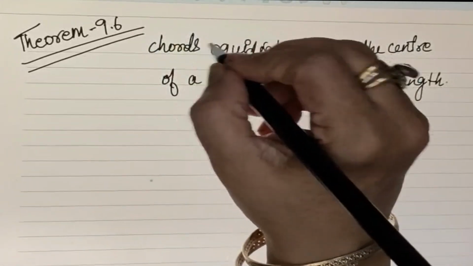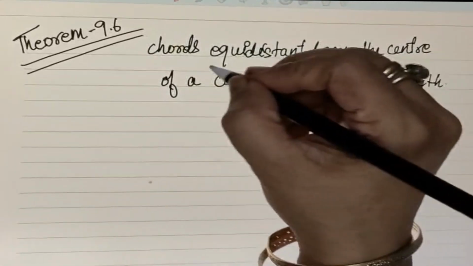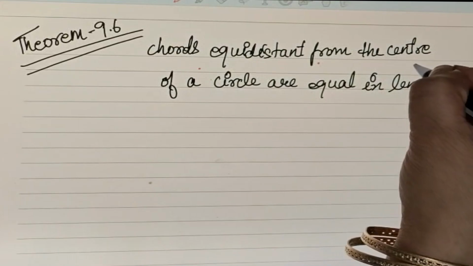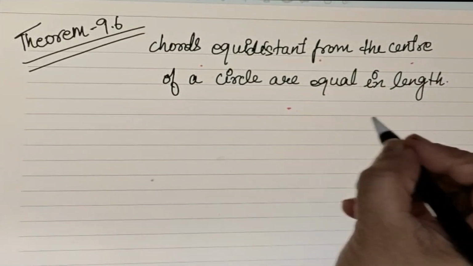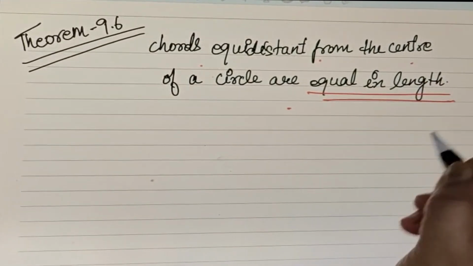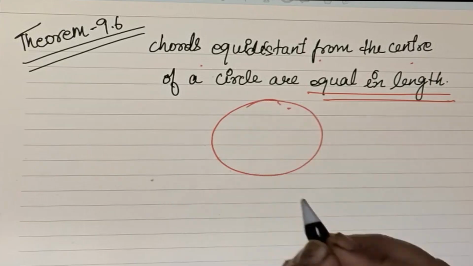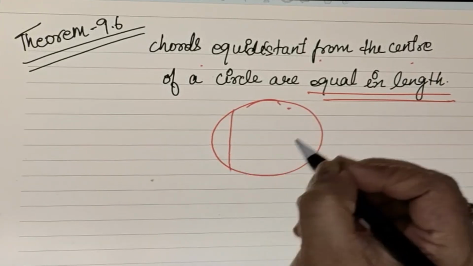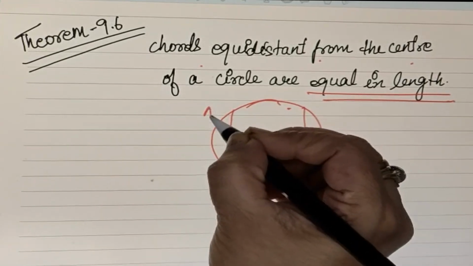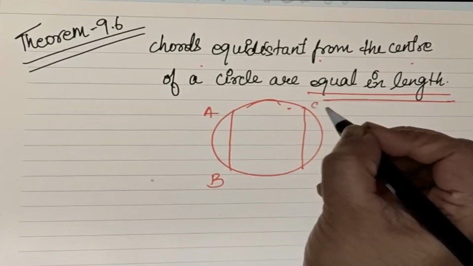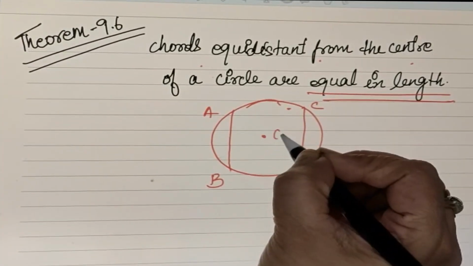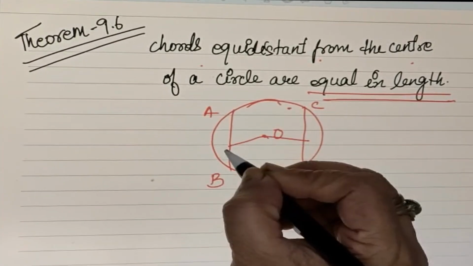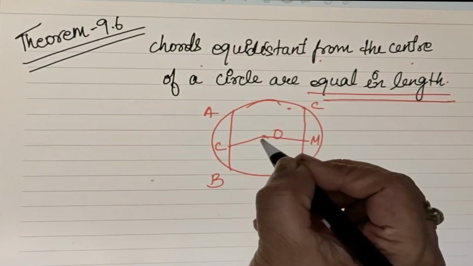Theorem 9.6, which is the converse one. Chords equidistant from the center of a circle are equal in length. Same figure. First of all, these are the two chords AB and CD. I am naming it AB and CD. Center is O. This is L. This is M. And join it.